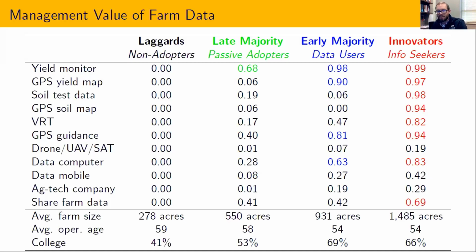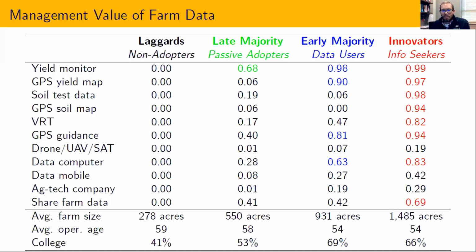The average age of those farms follows a pretty predictable pattern. Younger farms tend to be in that innovators group, and the educational attainment of these farms is also pretty striking. 41% of the laggards have a college degree versus 69 and 66% of these early majority and innovator farms.